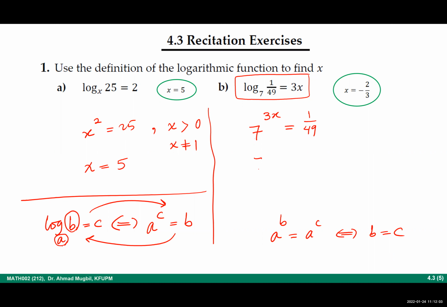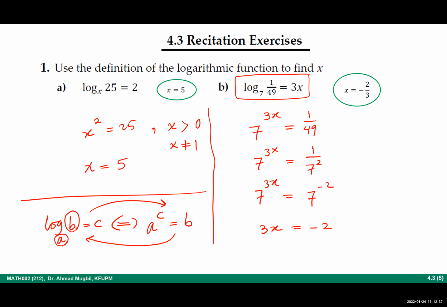In fact, this is 7 to the power 3x equals 1 over 49. 49 is 7 to the power 2, right? Which can be written as 7 to the power negative 2. Again, you still have a problem with negative and minus. I mentioned this yesterday. It's okay. Now we have the same base here and the same base here. So since the bases are the same, the exponents must be the same. So we conclude that 3x equals what?